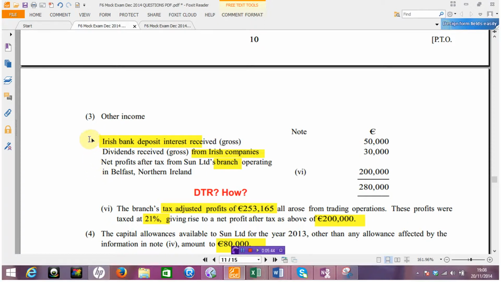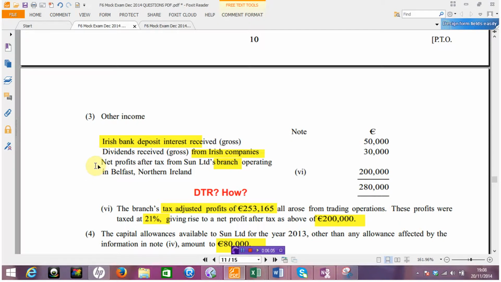The deposit interest should be fairly easy to deal with. We're just going to slot that into the computation. Dividends, it's a question as to whether or not these dividends are taxable or not. So we need to just figure out our rules on dividends being received from another Irish entity. A little bit of a tricky one here in relation to branch profits.